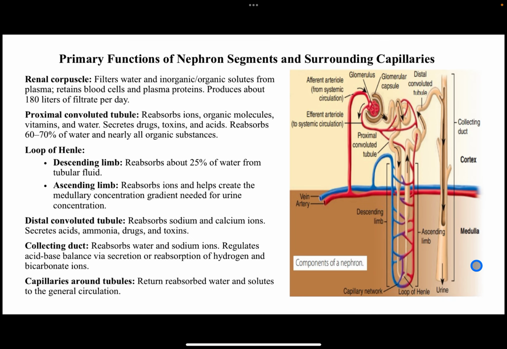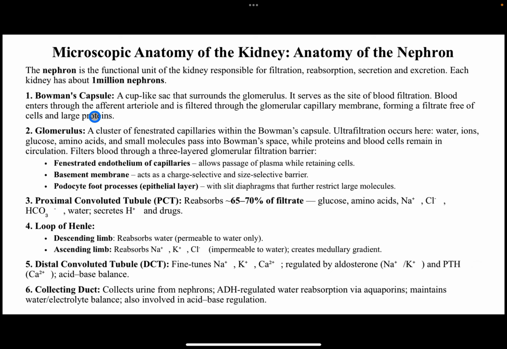And we will talk about that later. It's important that you know that because we are going to talk about that later on as we move on. Now, let's look at the parts of the nephron again in detail.